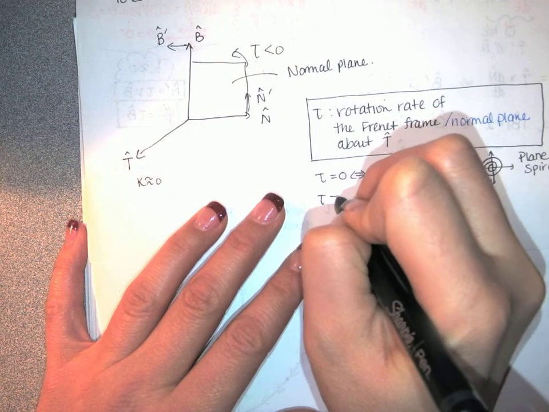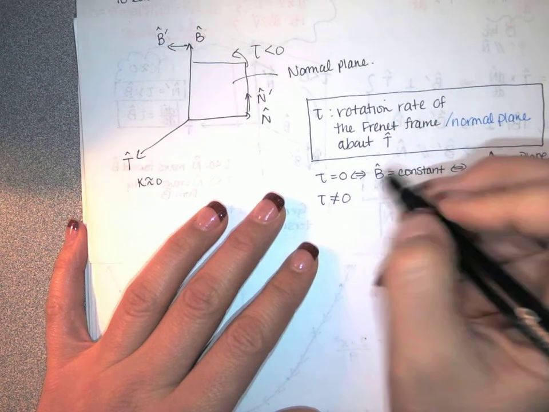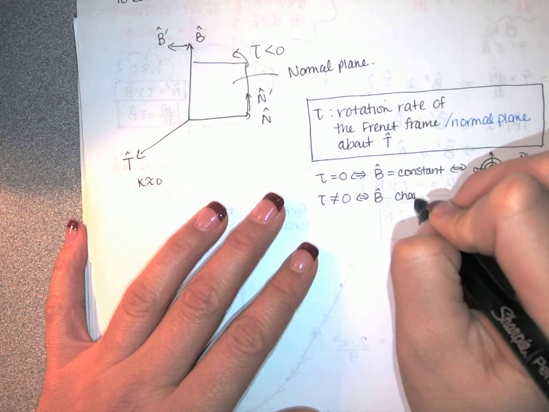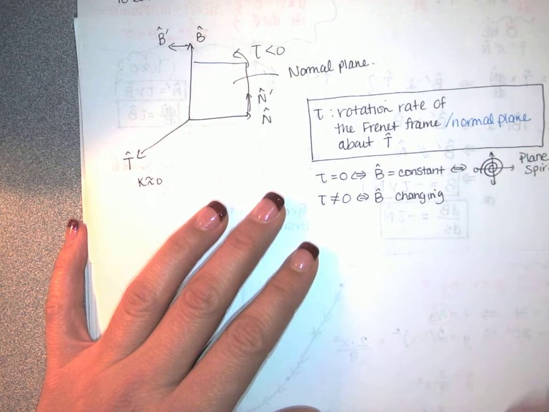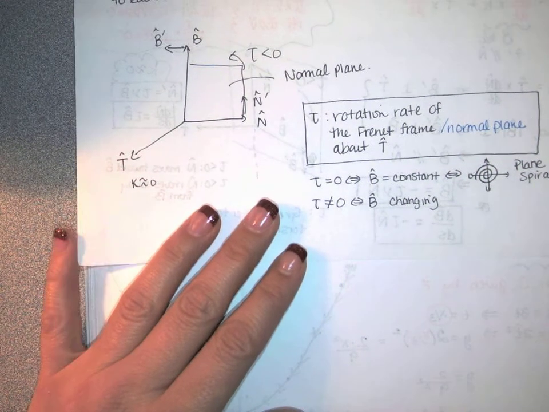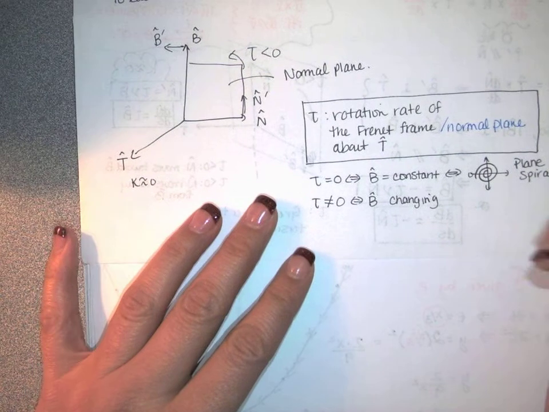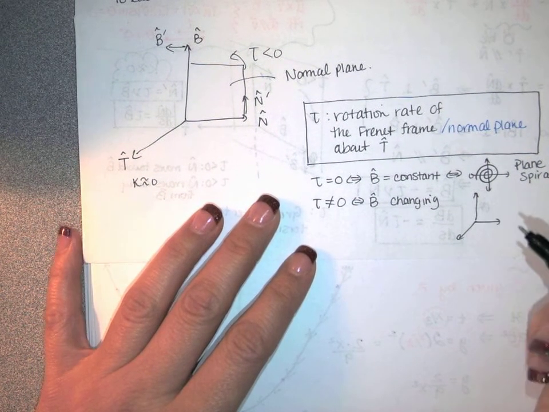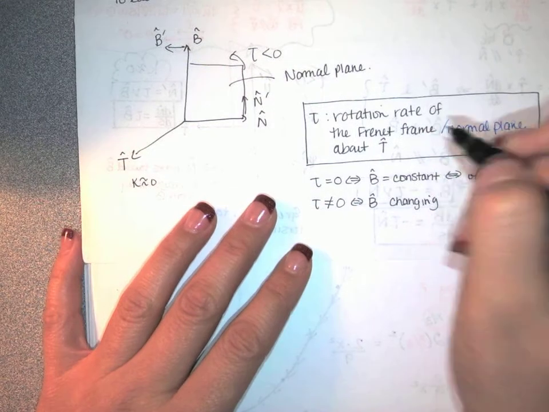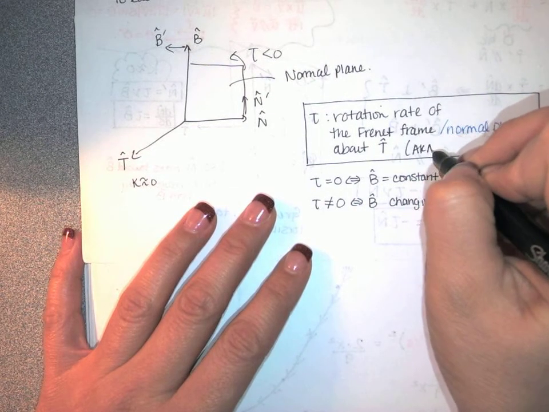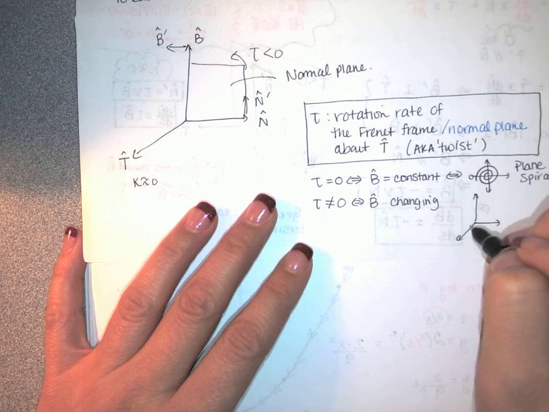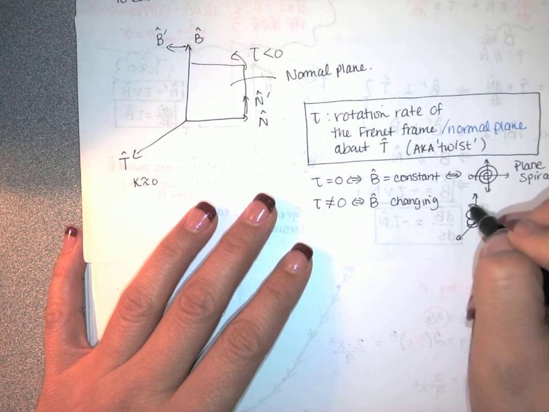Now, if torsion is not 0, b hat is changing. And b hat changes when you're twisting out of one plane into another. So sometimes people refer to torsion as the twist. So we might have something that looks like this.